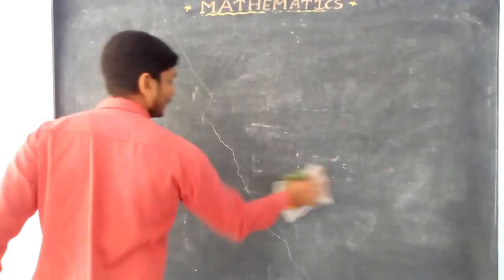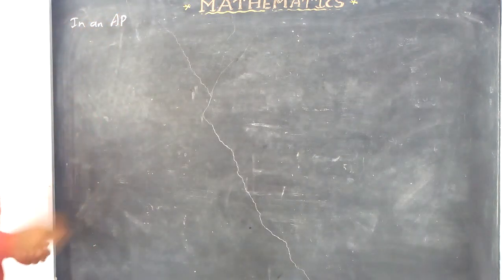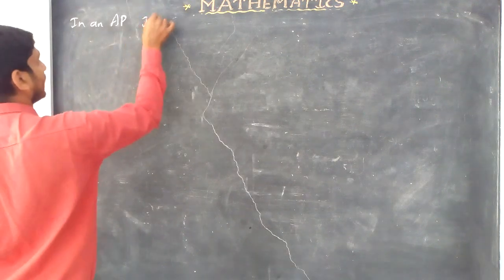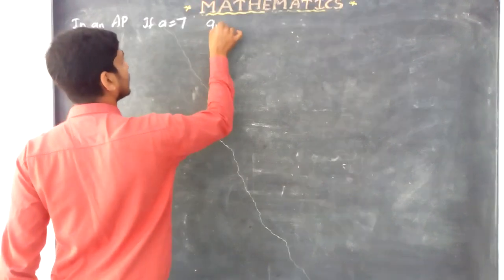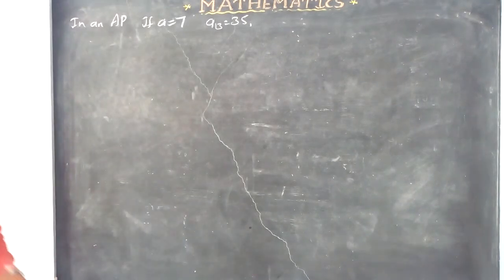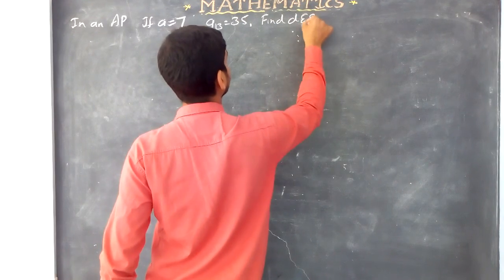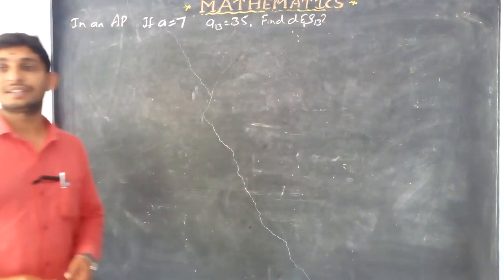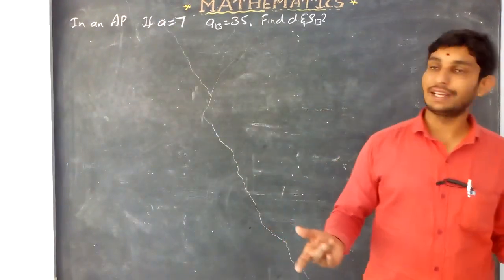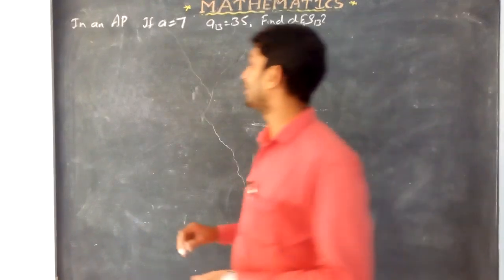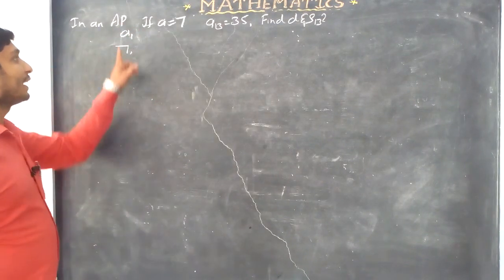Next question is, in an AP, if a equals, sorry, it is not 3, it is 7, and a13 is equal to 35. Find d and S13 is the question, not S3, S13 is the question. Dear students, let us try to understand the problem. In an AP, a is 7. a means the first term is 7. That means the first term a1 is 7, or you can write a is 7.